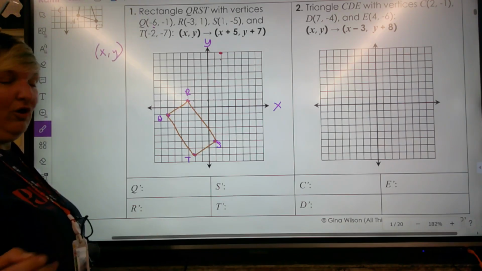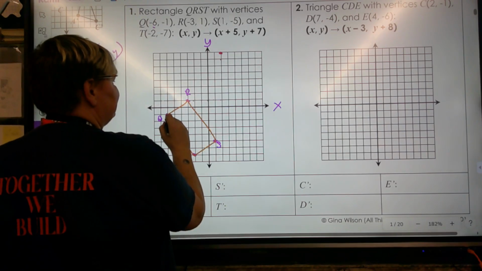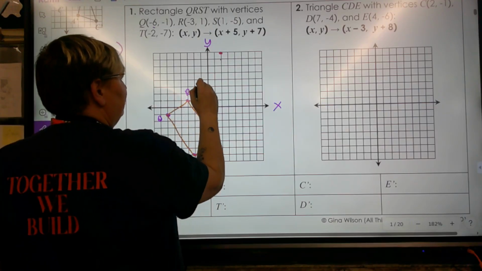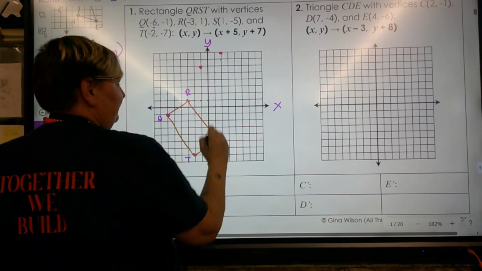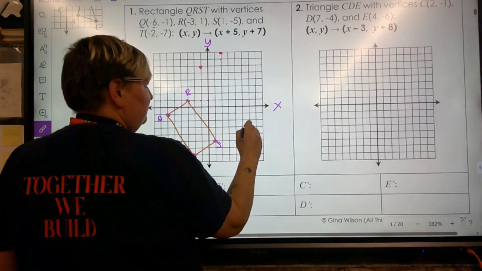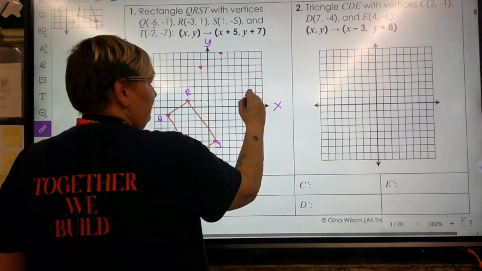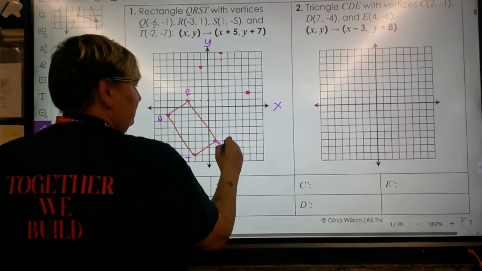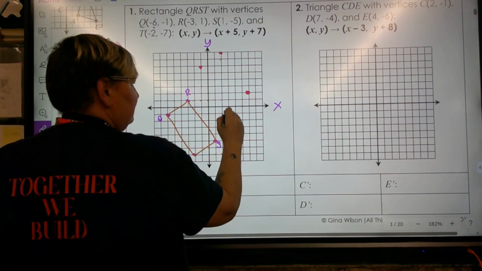You can do that for all the points. 5 to the right, 7 up. 1, 2, 3, 4, 5. 1, 2, 3, 4, 5, 6, 7.